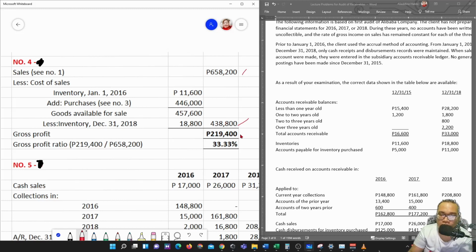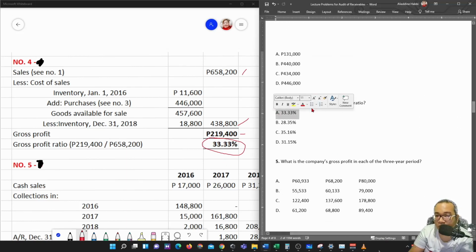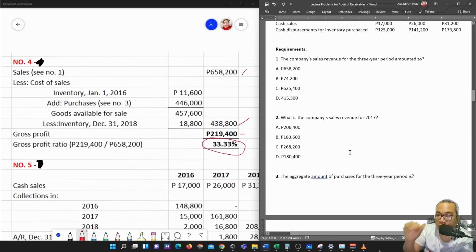So yung gross profit mo is 2019,400. And with that, may pang-compute ka na sa gross profit ratio, 2019,400 divided by the sales of 658,200, 33.33%. Madali. Sa start, nagmumukhang mahirap yung problem. Pero pag nasolve mo na, ginawa mo ng storya, make sense mo yung problem, nagmumukha na siyang answerable.